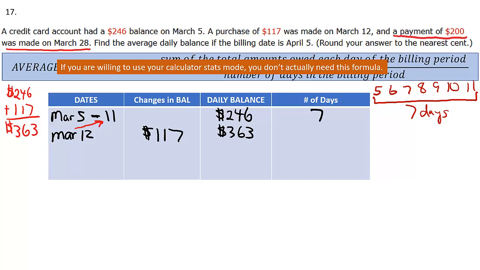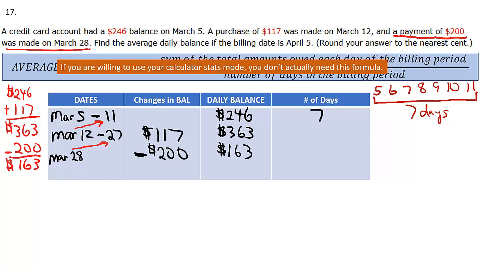Well, the next thing that happened is there was a payment made on March the 28th of $200. So now you go to the third line of the table and write down March the 28th and notice that there was a payment made. Now, if you make a payment to the credit card company, your balance goes down. So that's a negative $200, and that balance of $363 goes down by $200 and becomes $163. Also notice that you can now go to the second line of the table and see when the previous daily balance of $363 was valid too. And you can see that the new balance was on March 28th, so the old balance of $363 ended on the 27th.